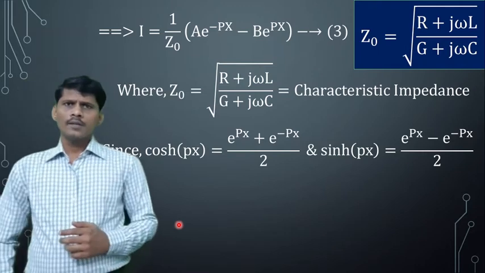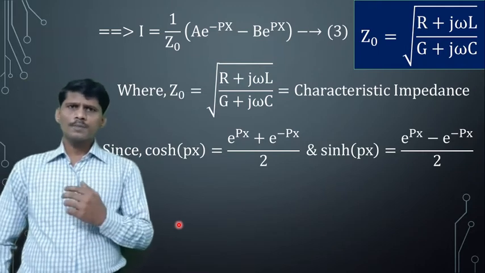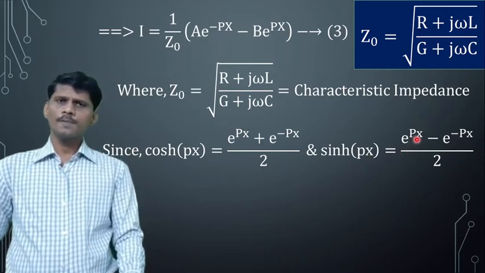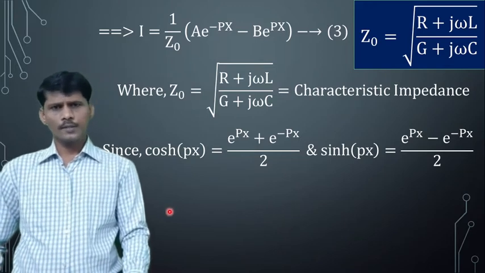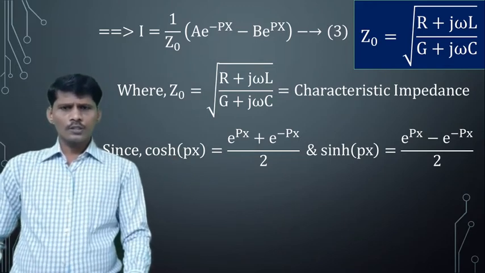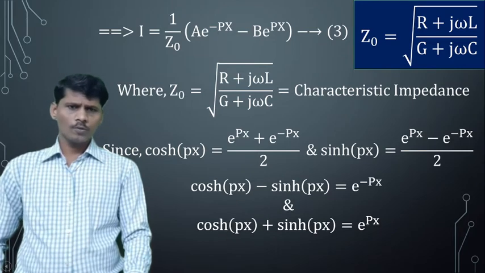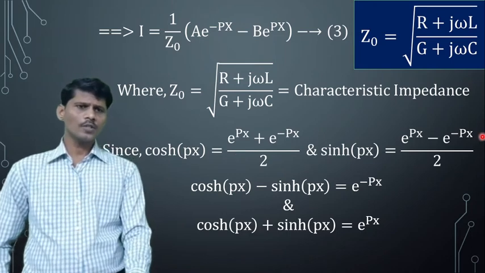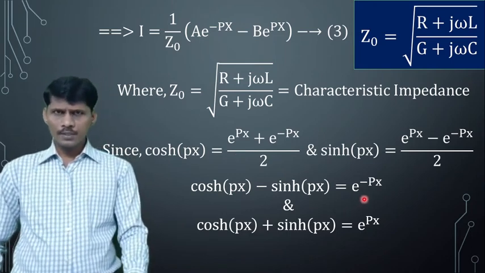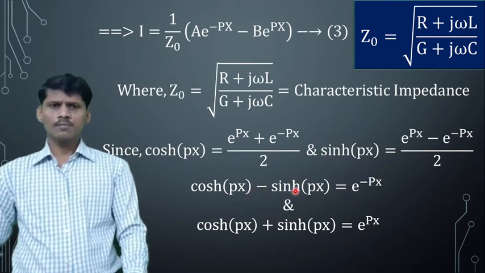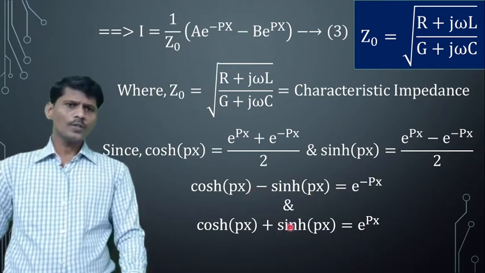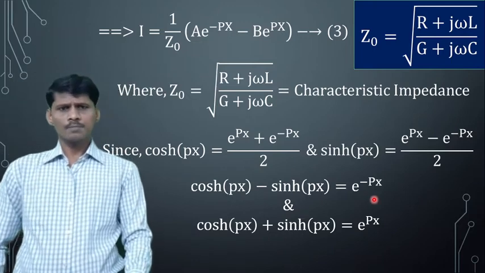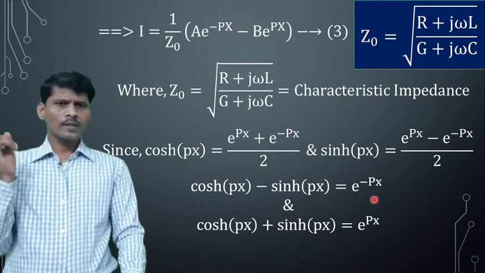So we know that in hyperbolic form, the value of cosh px is (e^px + e^-px)/2, and sinh px is (e^px - e^-px)/2. Adding these two equations, we get e^px = cosh px + sinh px. And subtracting these two equations, we get e^-px = cosh px - sinh px. Substitute the e^px and e^-px values into equation number 1 and equation number 3.